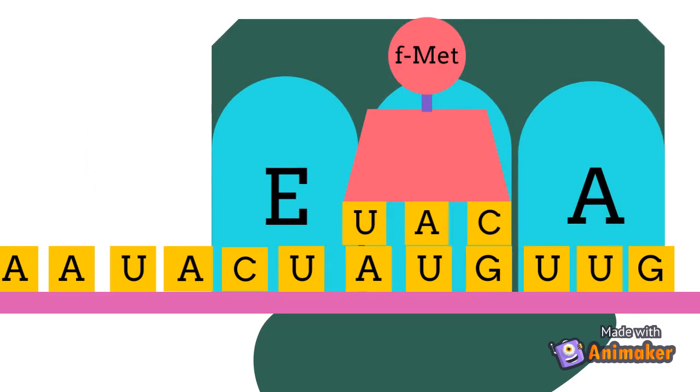As part of the large ribosomal subunit, there are three sites, known as E, P, and A, respectively, from left to right. So the first methionine-carrying tRNA begins in the middle at the P site during initiation.